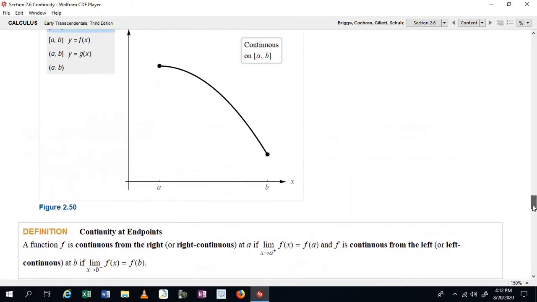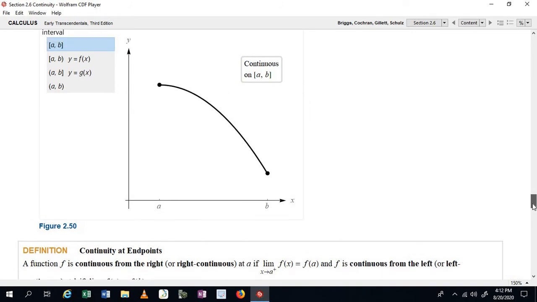So let me show you in this diagram what it means to be right continuous and left continuous. Suppose you have this function here, and you can see you have endpoints of a and b. Let's see if it's right continuous at a. In order for it to be right continuous at a, we're going to look at the limit of this function as x approaches a from the positive side of a. You can see as x approaches a from the positive side, you're getting closer to this y value here. Now, is that the same as f evaluated at a?